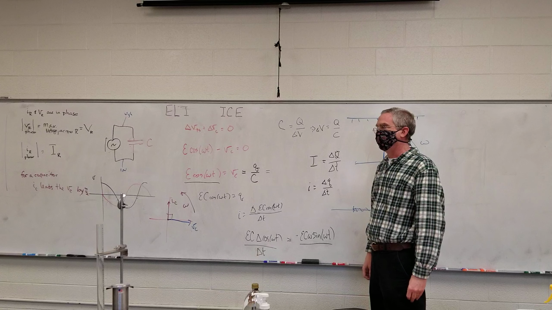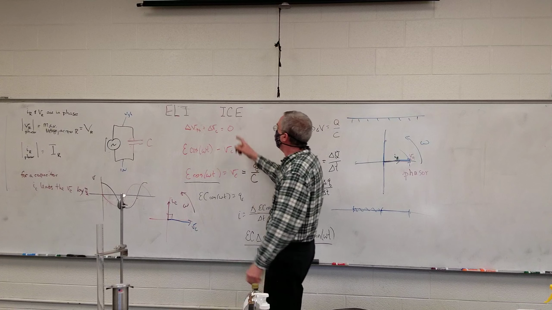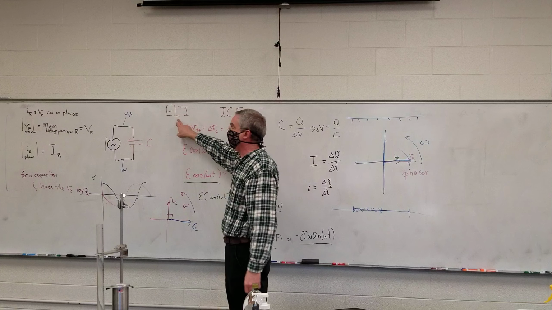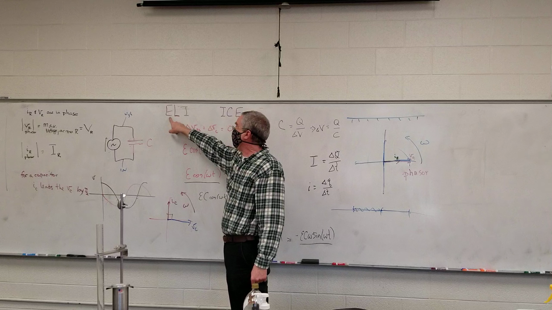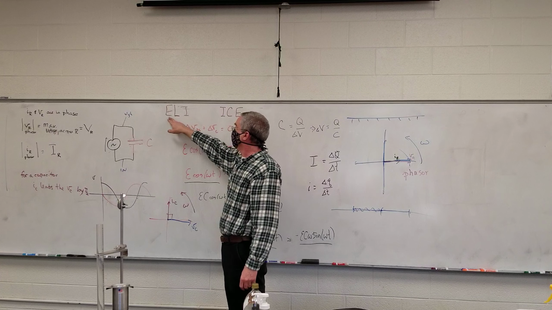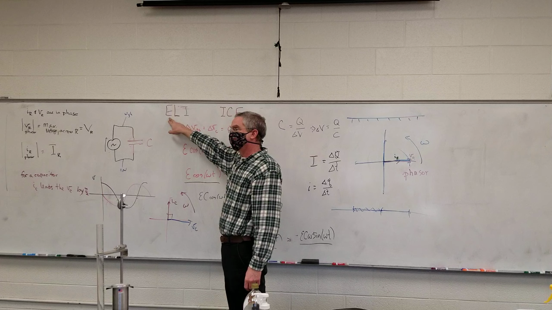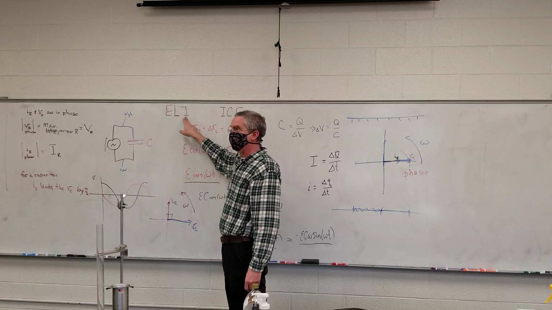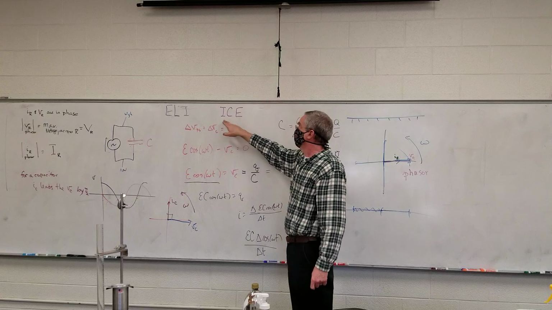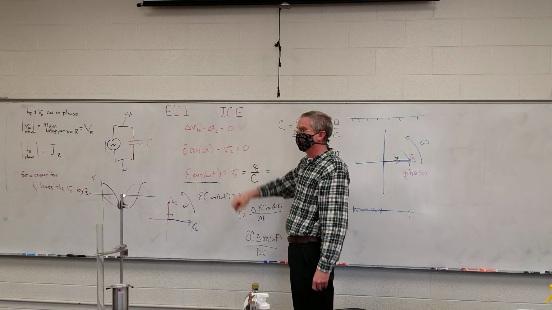Now, what does ELI stand for again? The middle letter tells you what the component is, capacitor or inductor. E stands for the voltage, I stands for the current. So for an inductor, voltage leads the current by 90 degrees, and for a capacitor, current leads the voltage.